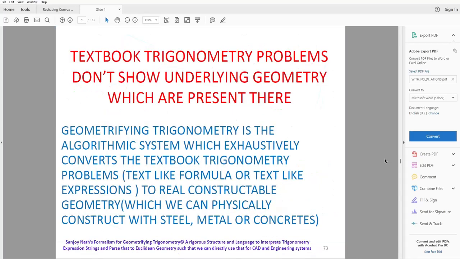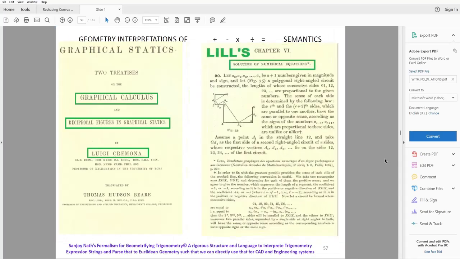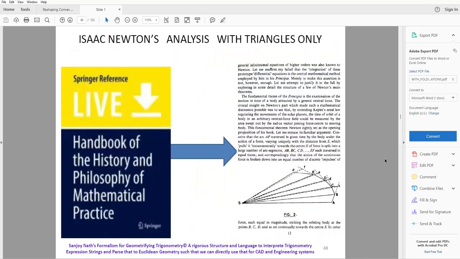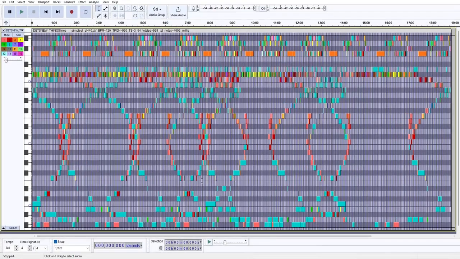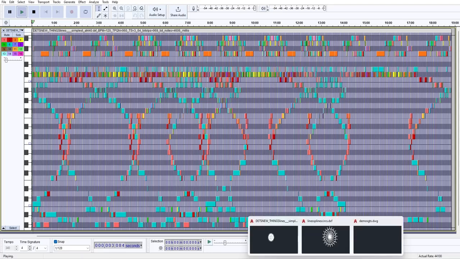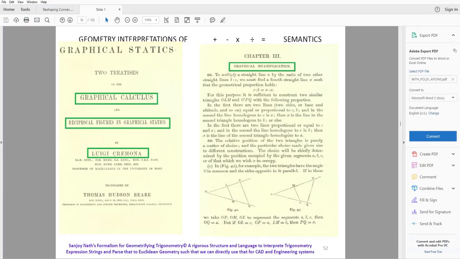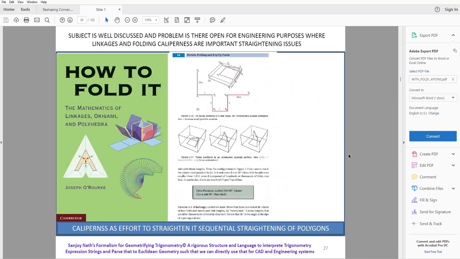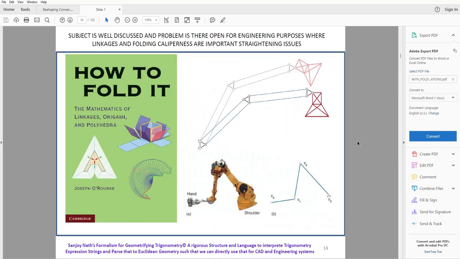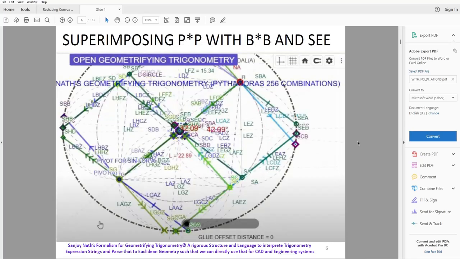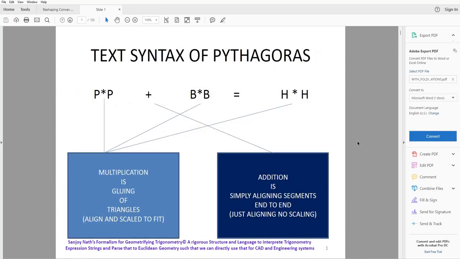So the fundamental basis of geometrifying trigonometry is talking about the counting of the line segments, counting of the similar line segments, counting of the semi-similar line segments, counting of the bunch of line segments, and which line segment is interacting with which other line segment. These kinds of questions are discussed in Sanjoy Nath's Geometrifying Trigonometry. And the nature of the gluing, the nature of construction of the robot arms which are hidden inside the trigonometry expressions, those we will discuss here in Sanjoy Nath's Geometrifying Trigonometry.